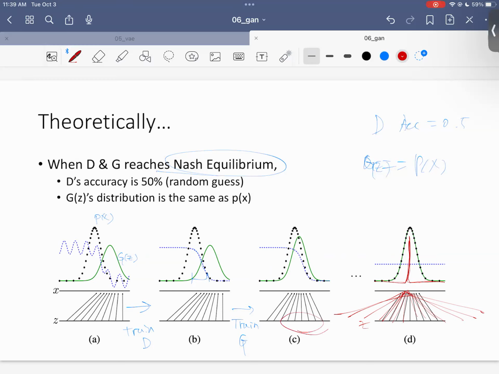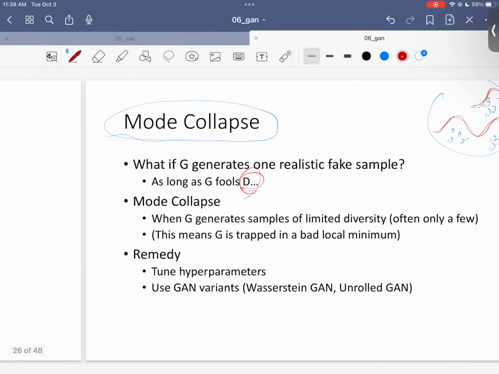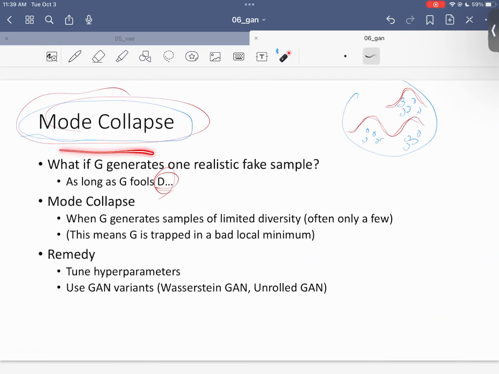We want Z is a normal distribution, uniform distribution, right? We want G to spread Z as uniformly, or as diverse as possible, so as to cover the true P(x), right? But instead, what G can do is convert Z into one place, this particular one place, which is realistic enough to fool the discriminator. So this can easily happen. So when that happens, we call that mode collapse.